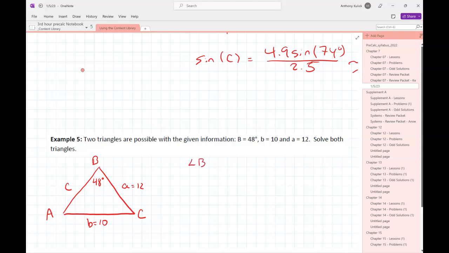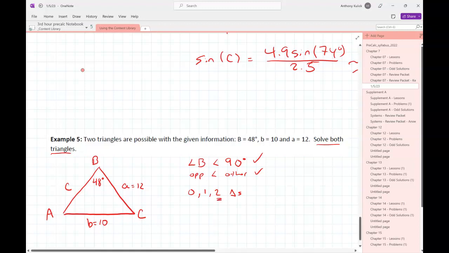Okay. First thing I want to do is check to see the situation. The angle that we're given is acute, and the opposite side is shorter than the other side that's given. So this is that ambiguous case. But I knew that just by the wording in the question, right? Like I know it's going to be that situation anyways, but let's just confirm that. Everybody's good with that?